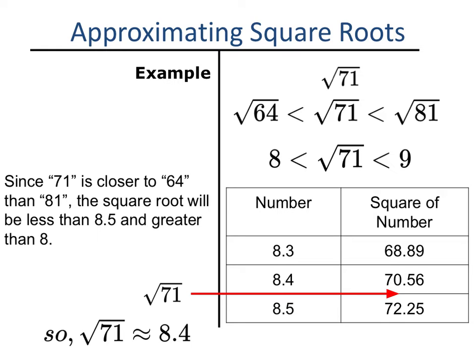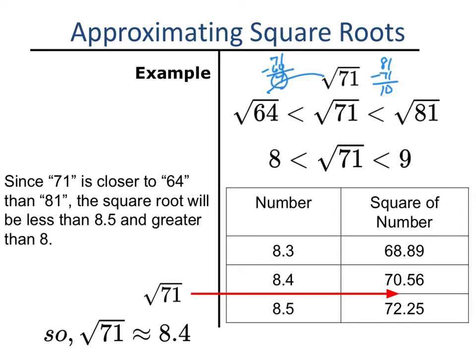And the first thing I'm going to do is figure out what's the difference between 71 and 64. Well, 71 minus 64 is going to be 7, and 81 minus 71 is going to be 10. So my approximation, or where I'm going to start, is somewhere between 8 and 8.5, because 64 is closer to 71, so I know that my square root is going to be between 8 and 8.5.